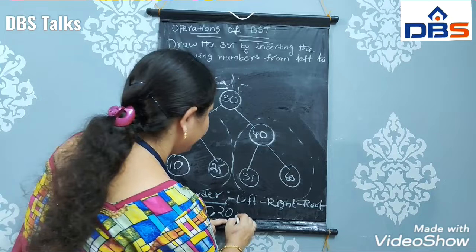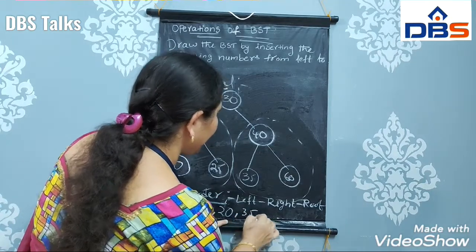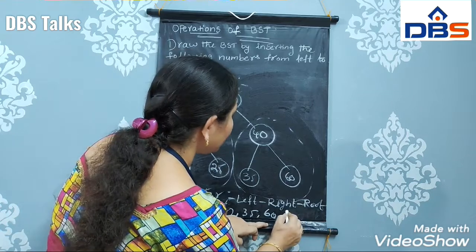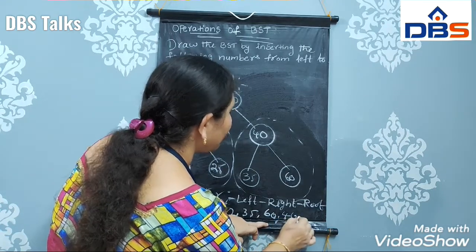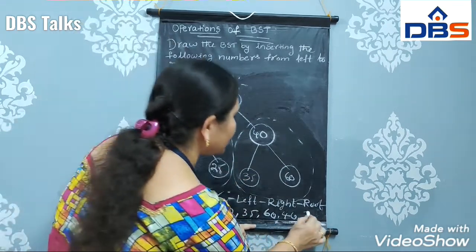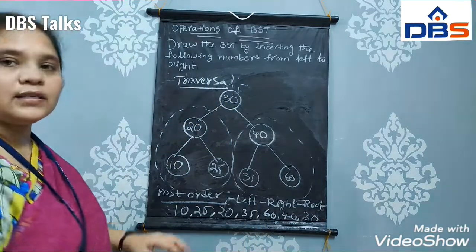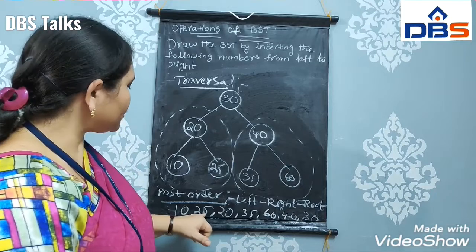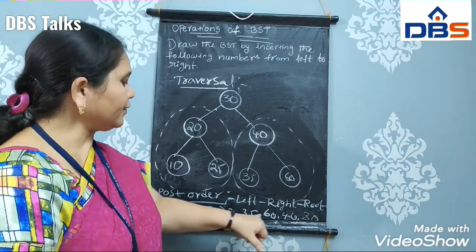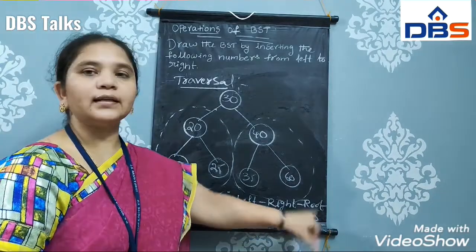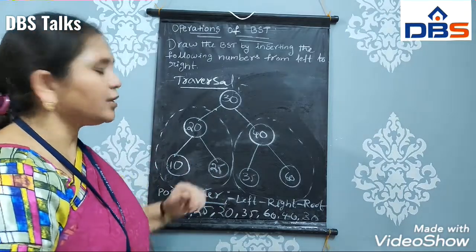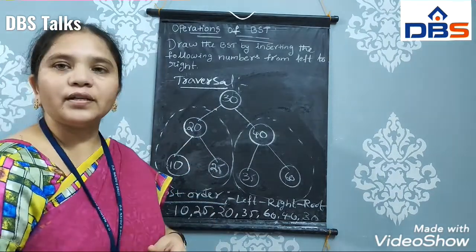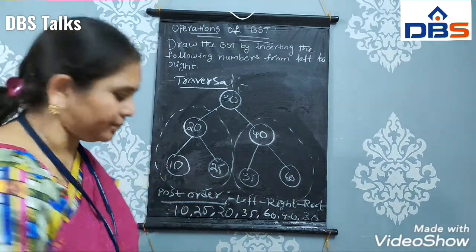What is left? Left is 35. What is right? Right is 60. What is root? Root is 40. Then we process the root. Root is 30. So this is the post-order traversal: 10, 25, 20, 35, 60, 40, 30. Hope you friends understood how to perform the in-order traversal, pre-order traversal and post-order traversal.